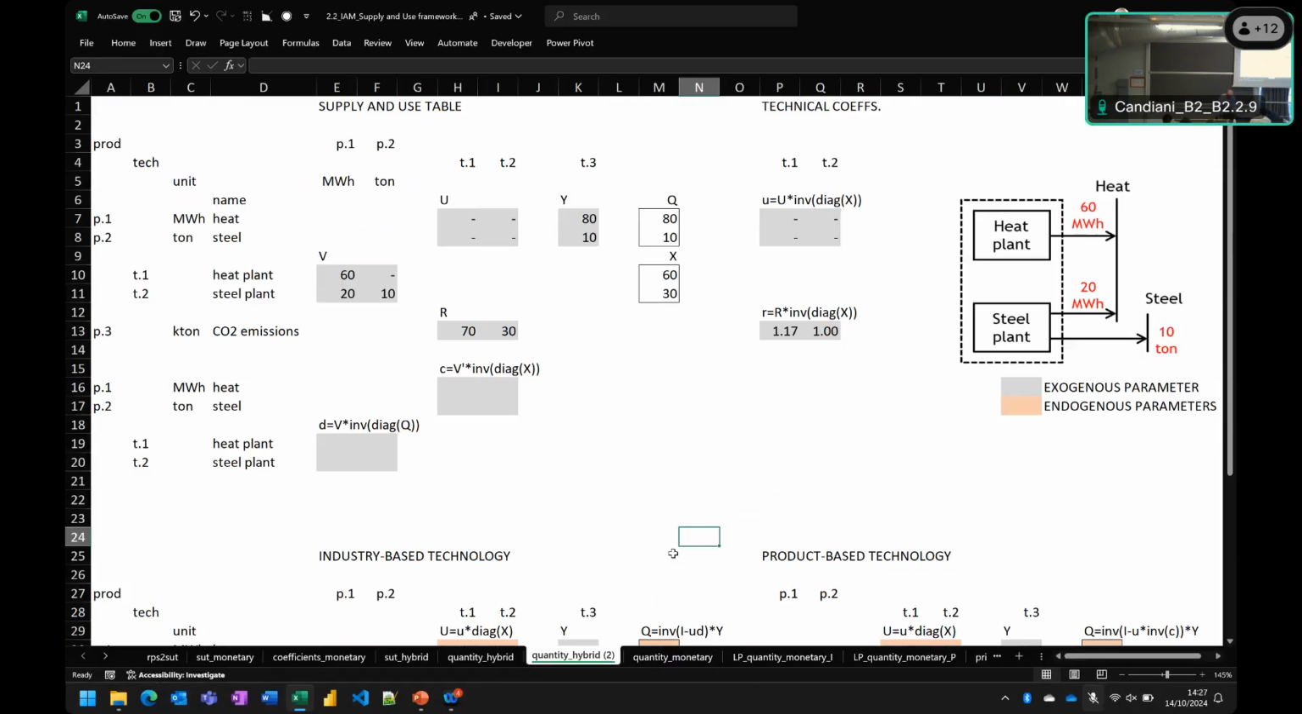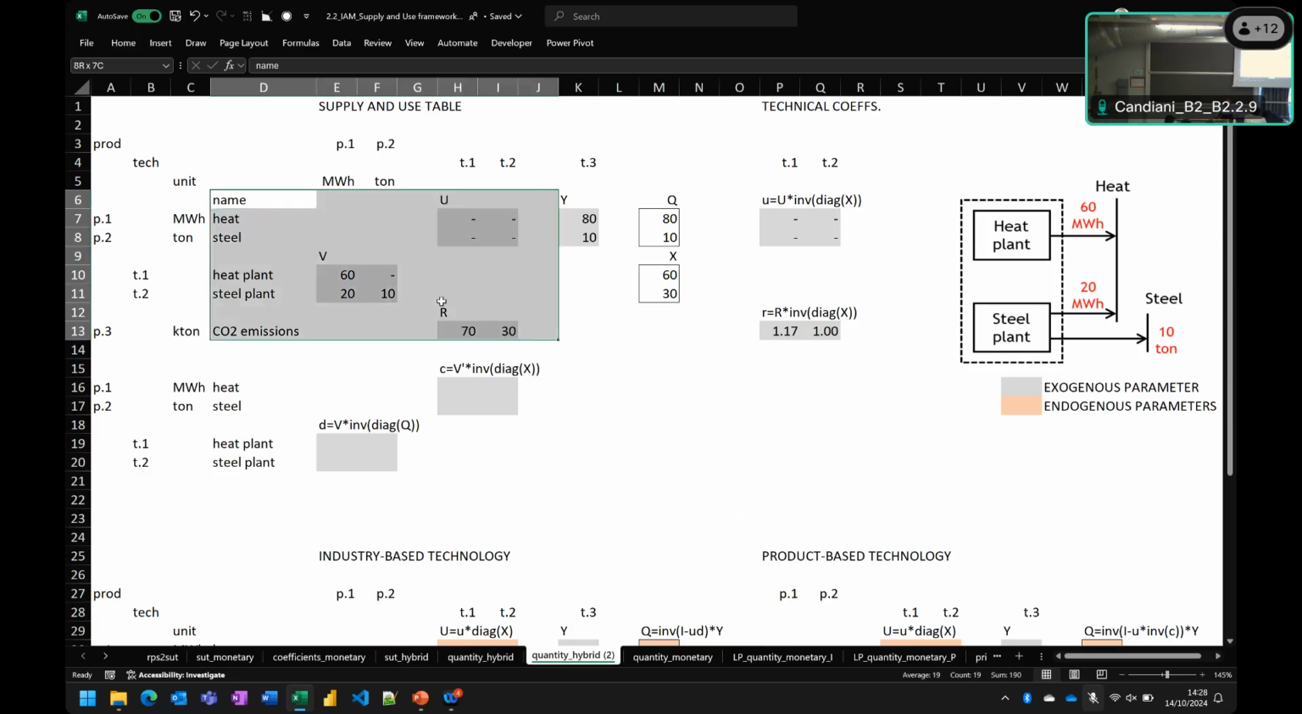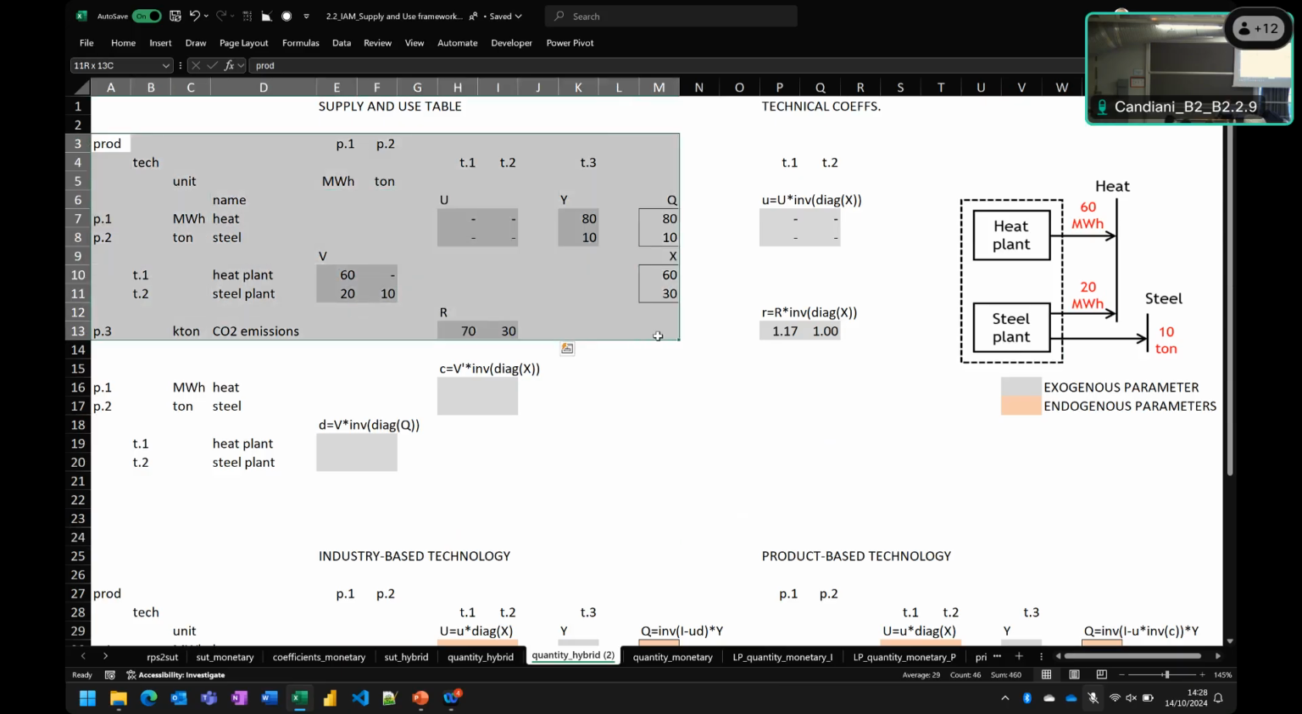I suggest you practice at home in order to really grasp the meaning of what we are talking about. So let's start from this example here that is very, very easy, and let's perform together all the calculations inside here. First things first, is the structure of this table clear for everybody? So we have the use table.